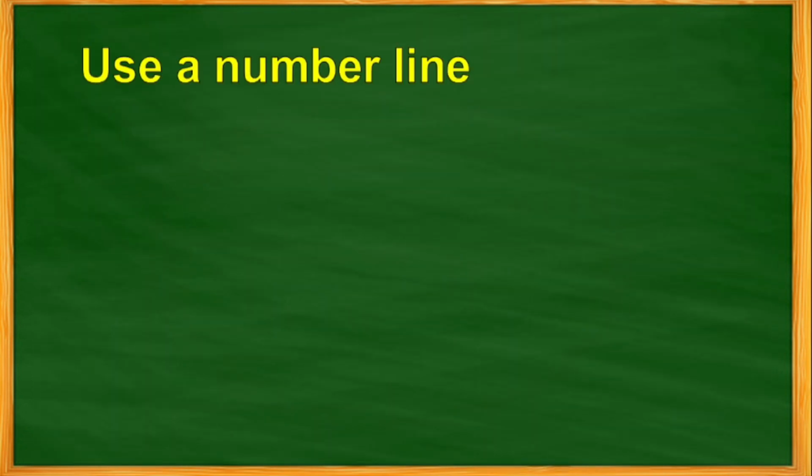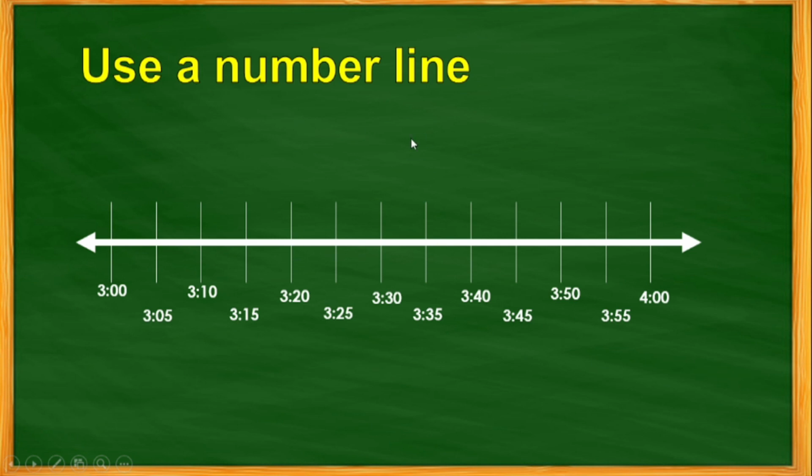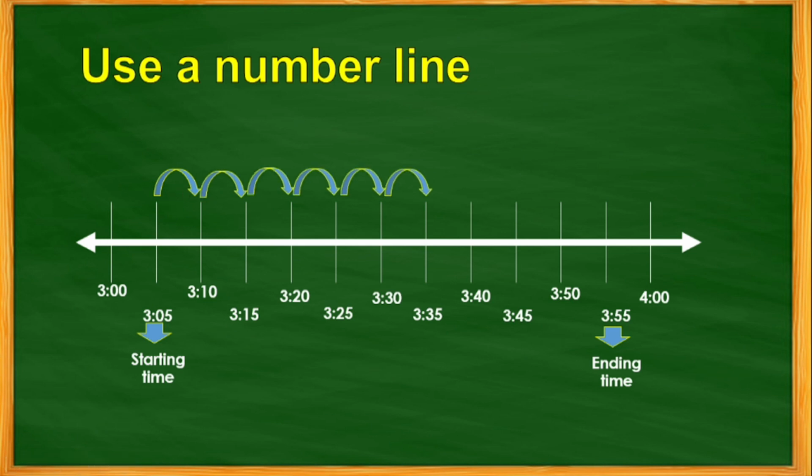So another way to solve this one is using a number line. This one is the time started, and then this one is the time ended. So 3:05 and 3:55. So let's count. We have 3:05. We have 1, 2, 3, 4, 5, 6, 7, 8, 9, 10. So the equivalent is 50 minutes. So that would be the answer.